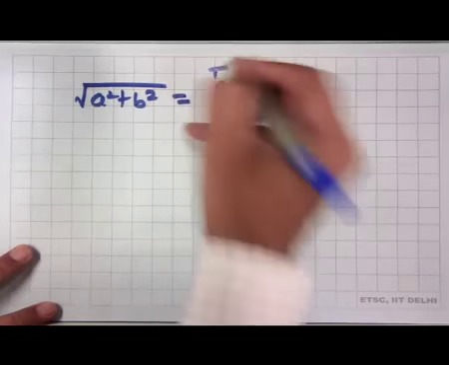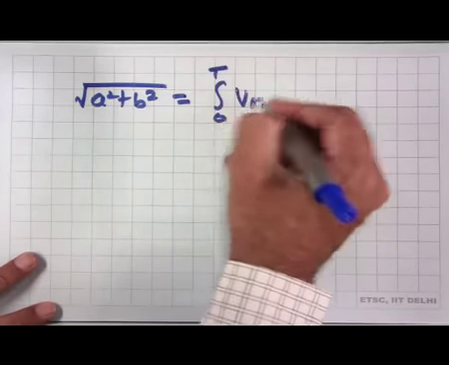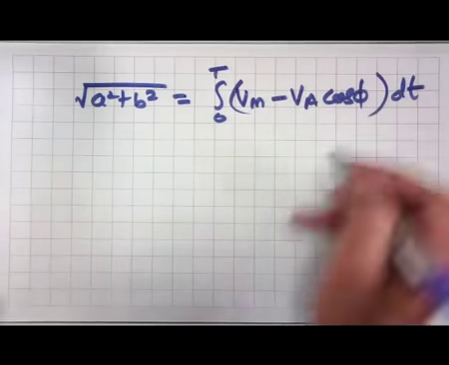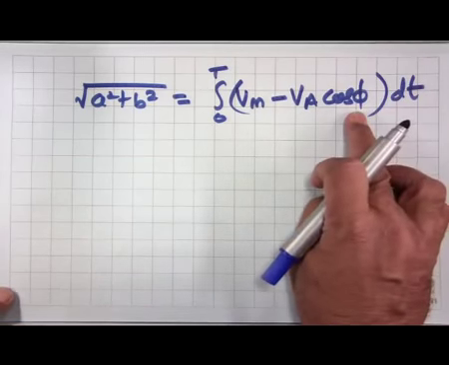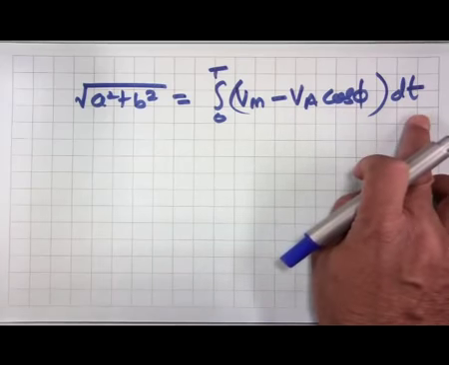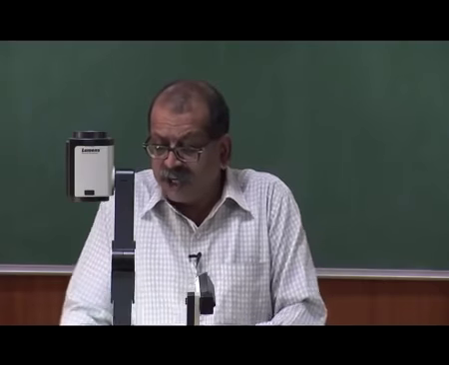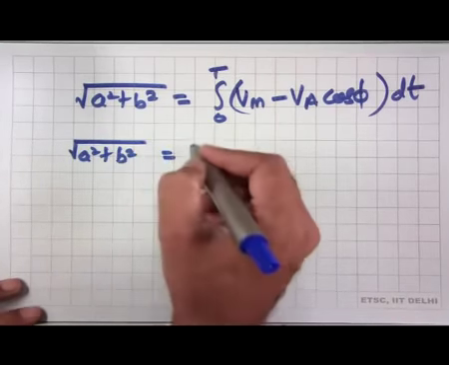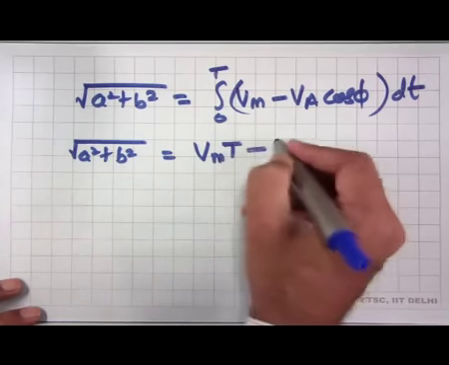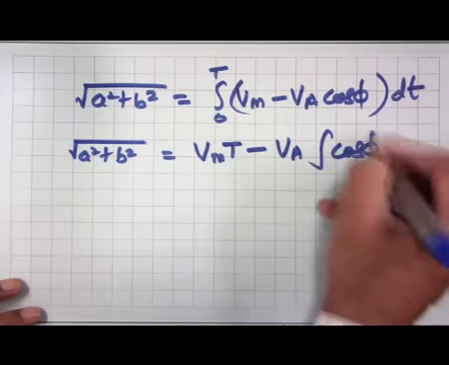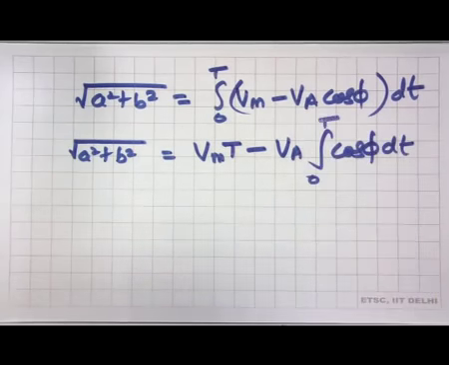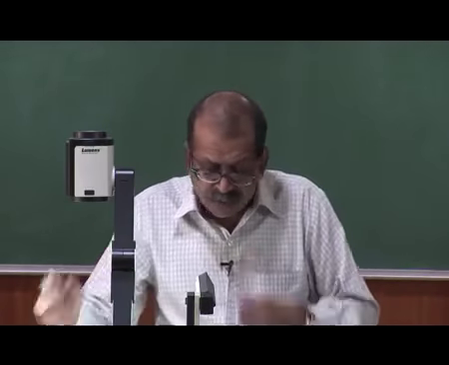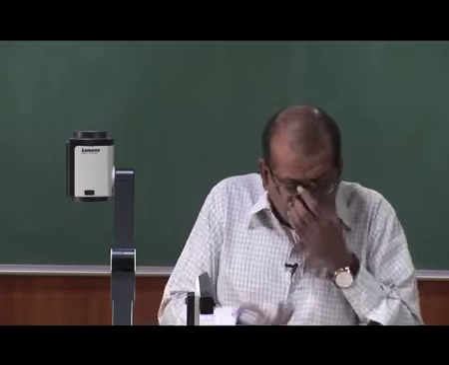This will be equal to integral from 0 to t of Vm minus Va cos phi dt. Now, here what we realize is the angle phi is changing with time. So, finding the integral of cos phi dt is not straightforward, because at each position angle phi is changing. So, what we can get from here is root of a square plus b square is equal to Vm times t minus Va times integral of cos phi dt from 0 to t.